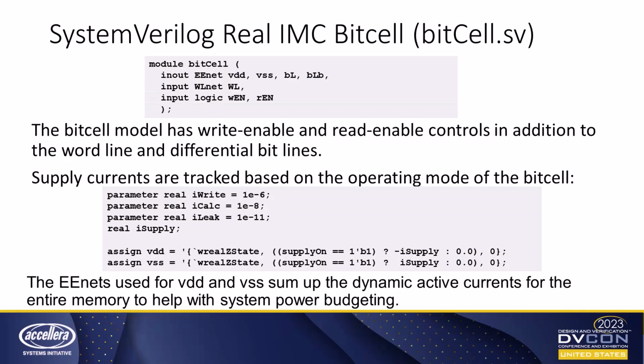Diving all the way down to the bottom, looking at the bit cell, we can see we've got electrical equivalent nets for modeling supply and ground and those bit lines. We've got a WL net for the word line and logic for a write enable and a read enable, which were not pictured in the previous slides. The addition of these signals really simplified our model building.